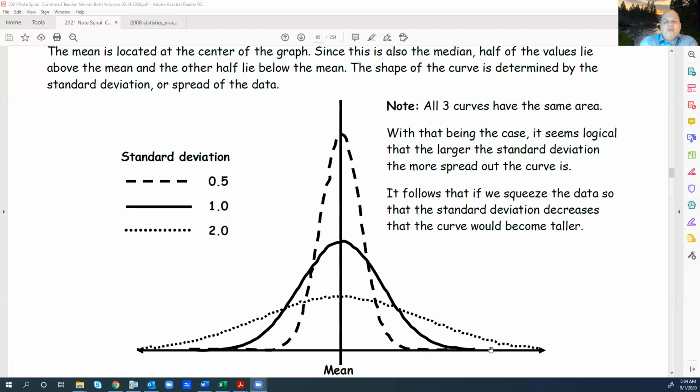As you decrease the standard deviation, it's like you pressed a water balloon together and it grew tall. Pressing it together pushed it up. If you increase the standard deviation, it stretches out, but the area still remains the same. So the water balloon will become flatter if you have a large standard deviation.